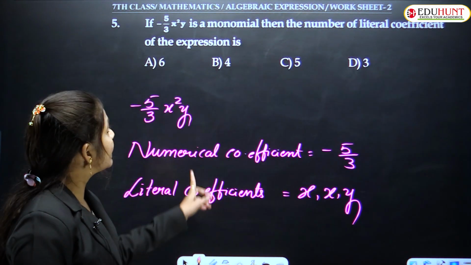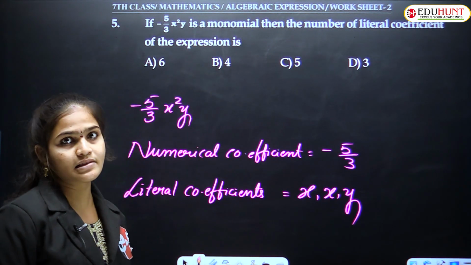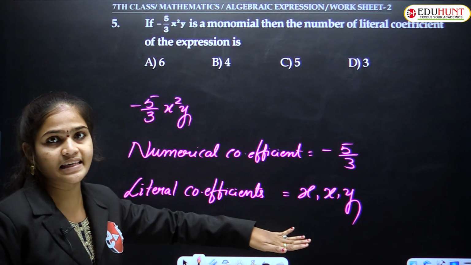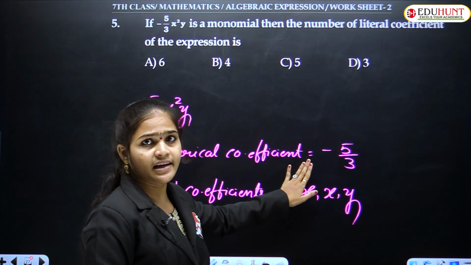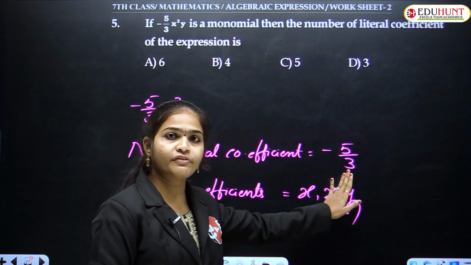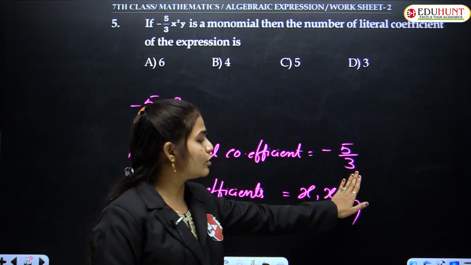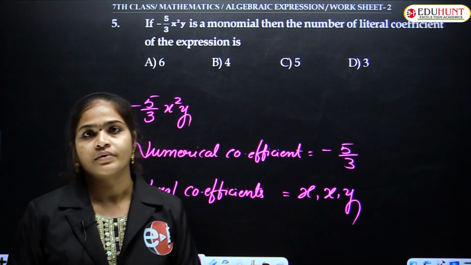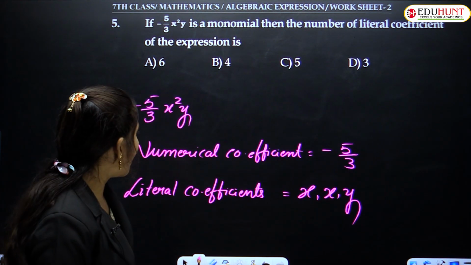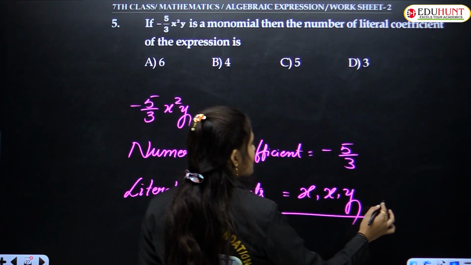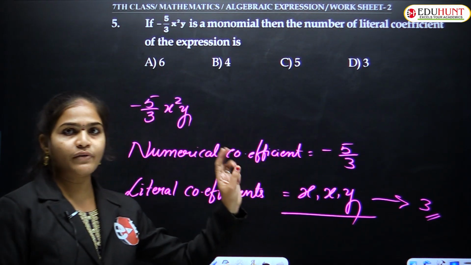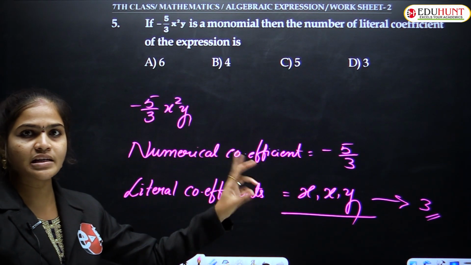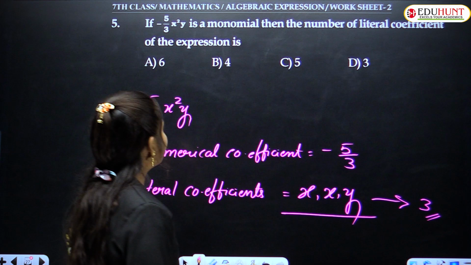Or else we can take that x square y also. But they are not asking here what is the literal coefficient. What is the literal coefficient of x? Xy. What is the literal coefficient of y? X square. Okay, like that. So how many literal coefficients are there? 3 literal coefficients are there. X, x, y. X 2 times there, no? So that's why here we have to take 2 times and here y.